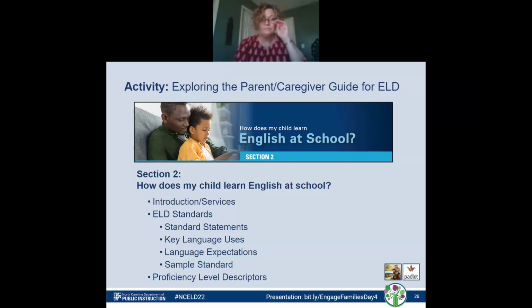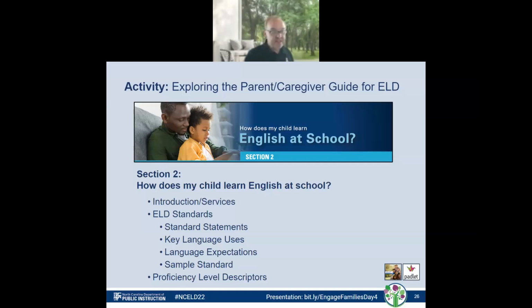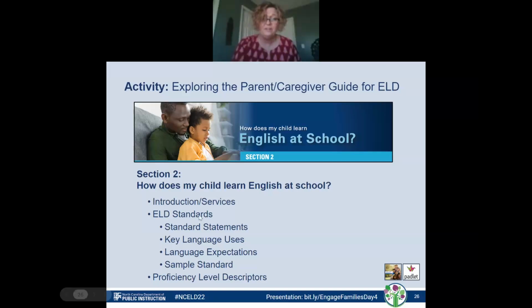You'll see an introduction with an explanation of ESL services. This section then describes the ELD standards, explaining the ELD standard statements, key language uses, and language expectations. The ELD standard information may be new to you as well, probably not this group, but other groups. So it will be interesting to see if it is helpful in your understanding of the standards. There's an example of the ELD standard provided, and you'll be able to see proficiency level descriptors explained here too. You saw those pieces throughout the week in your other sessions if you were here.